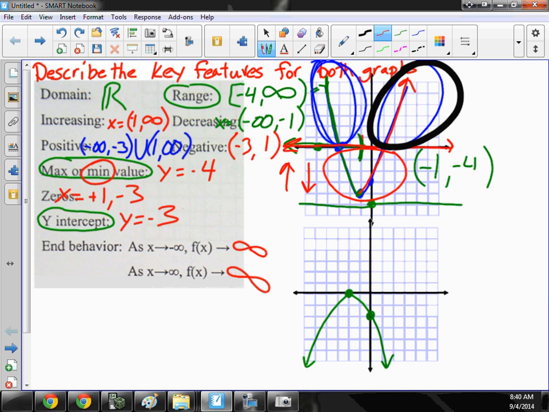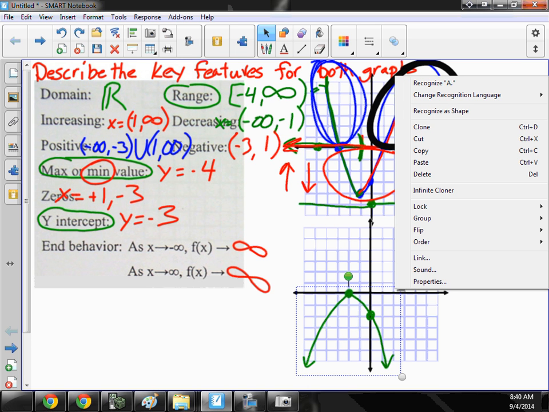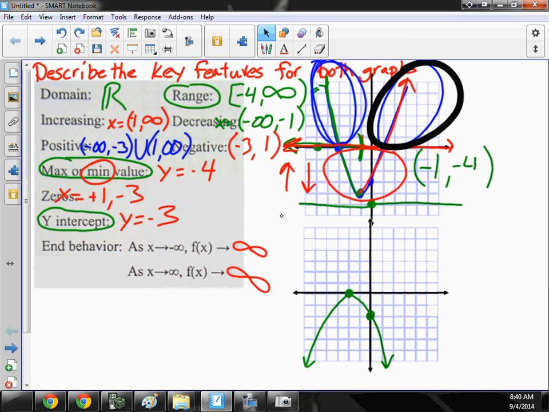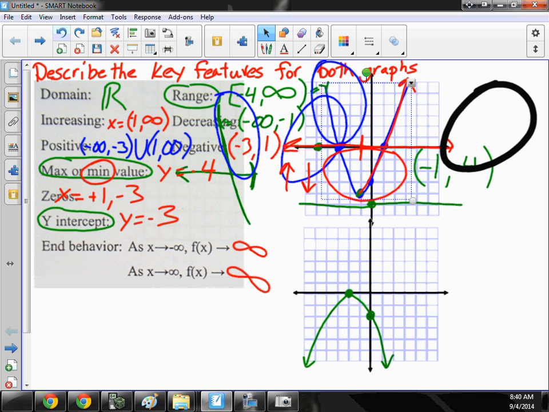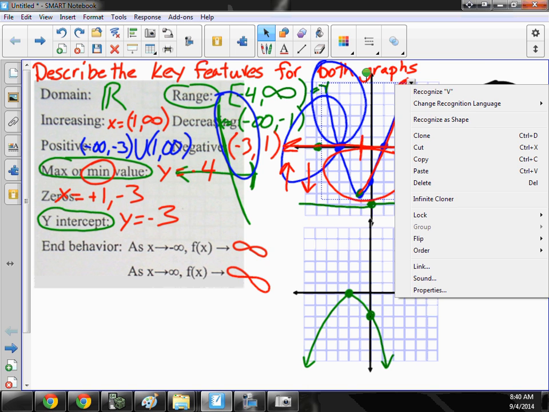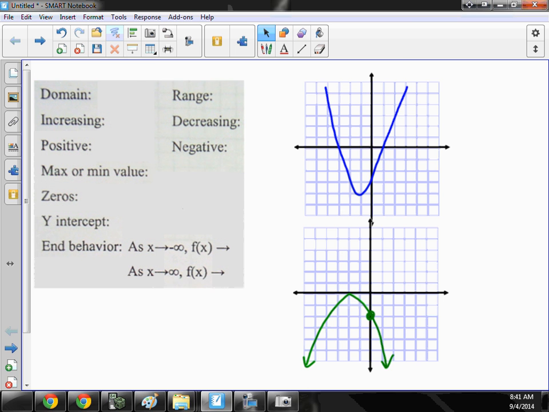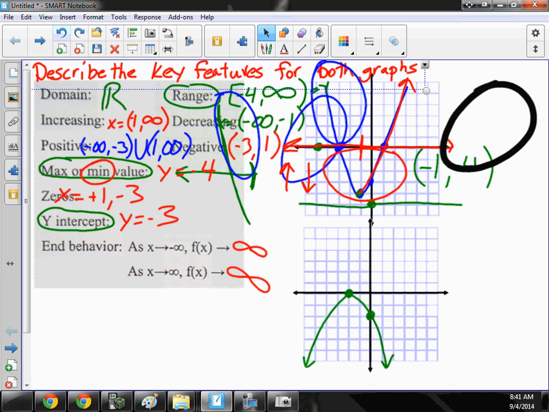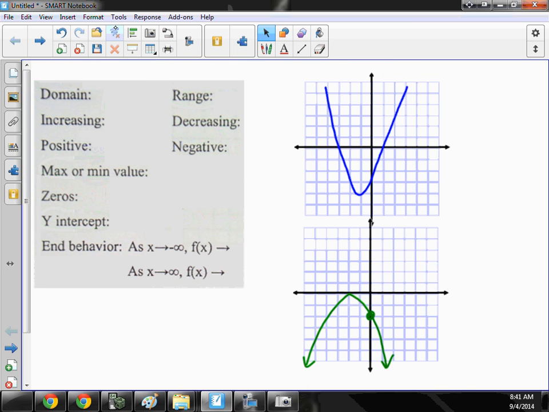Okay. Hang on a second. Oops. Okay. Oops. That also. Okay. Let's look at the second one. That didn't work.